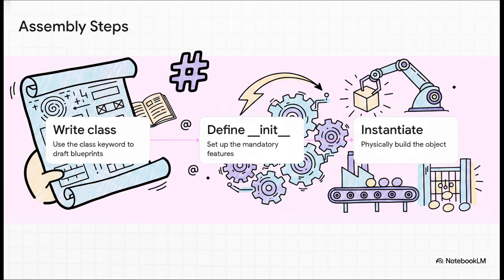First, we write the class keyword. Second, we define the special init method to set up our features. And third, we instantiate the object, which is really just a fancy way of saying we build the thing. Let's check out each step in action.